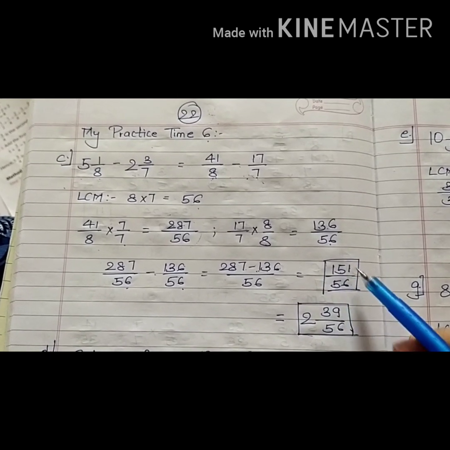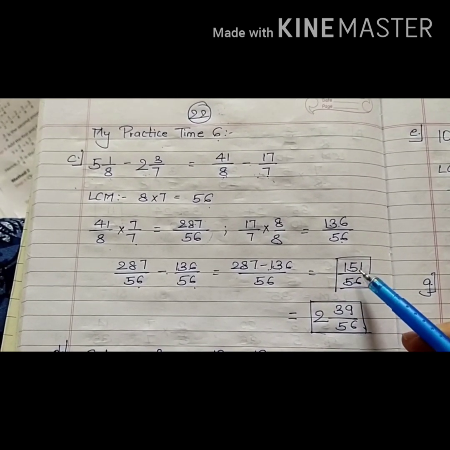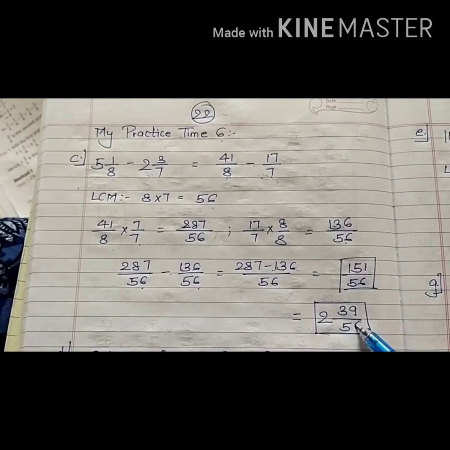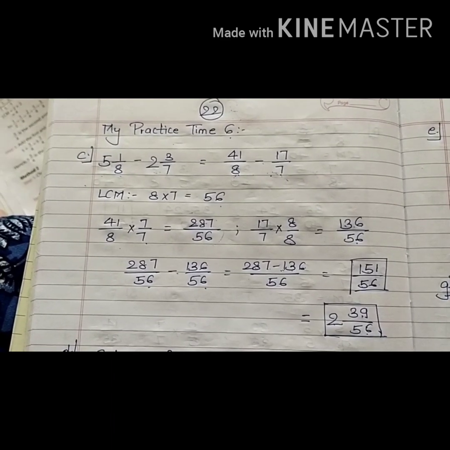So here, children, these numbers cannot be reduced by any common factor, so I simply convert it into a mixed fraction. I get the answer as 2 39 upon 56.